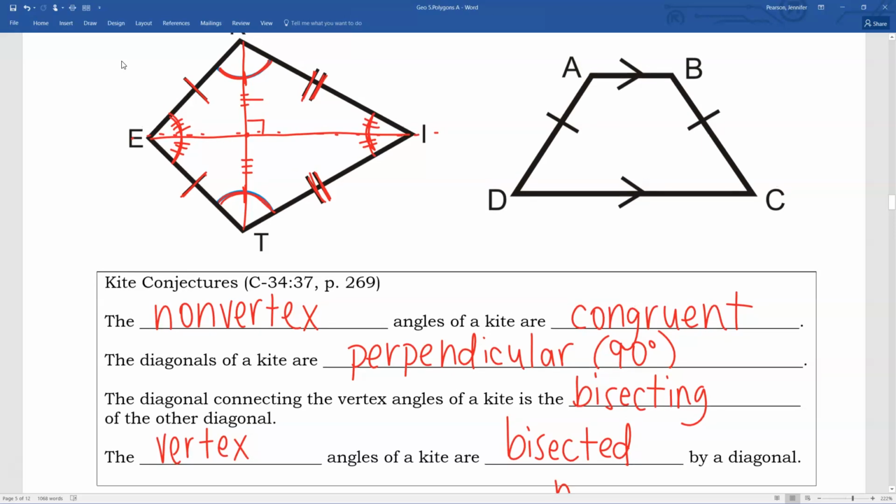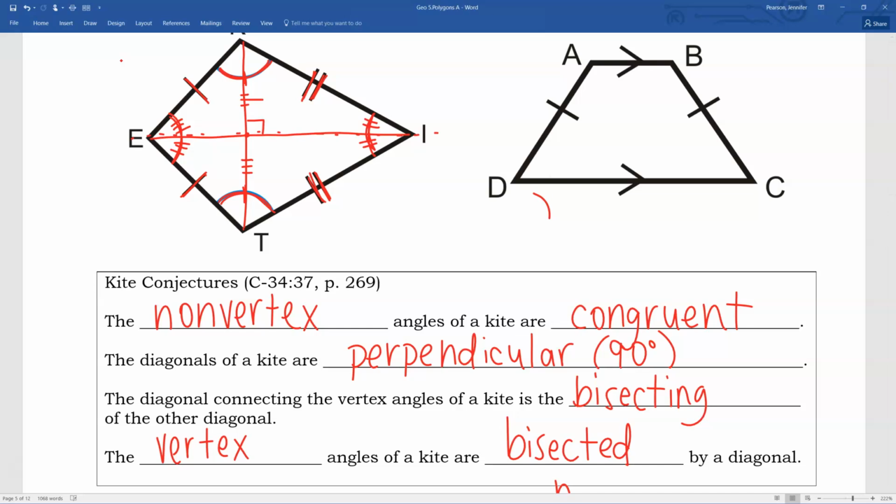D and angle C on our isosceles trapezoid. They're going to be the exact same size. Hopefully you can see what I'm trying to do. This guy and this guy, same size. Same thing on A and B. So A right here and then B right here. We want them to be the same.